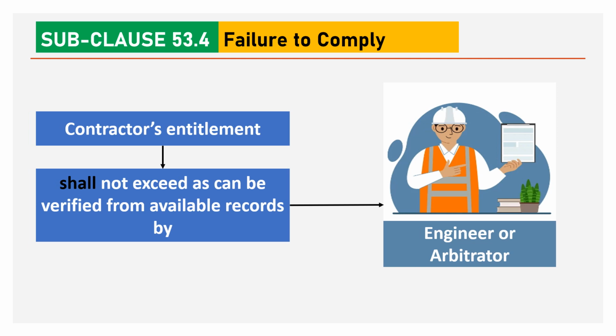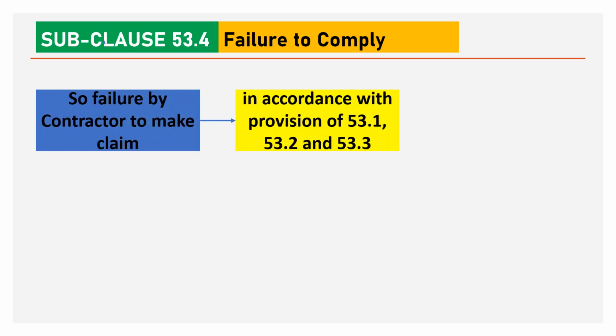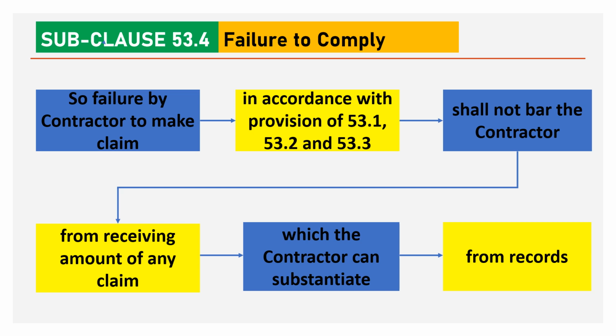In that case, the contractor's entitlement shall be limited and shall not exceed what can be verified from available records by the engineer or arbitrator. It is very important to note that the failure by the contractor to make a claim in accordance with the provisions of 53.1, 53.2 and 53.3 shall not bar the contractor from receiving the amount of any claim which the contractor can substantiate from the records.